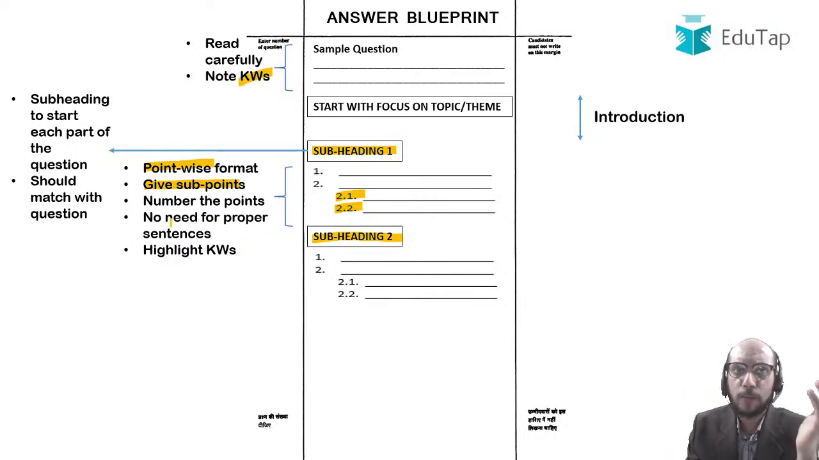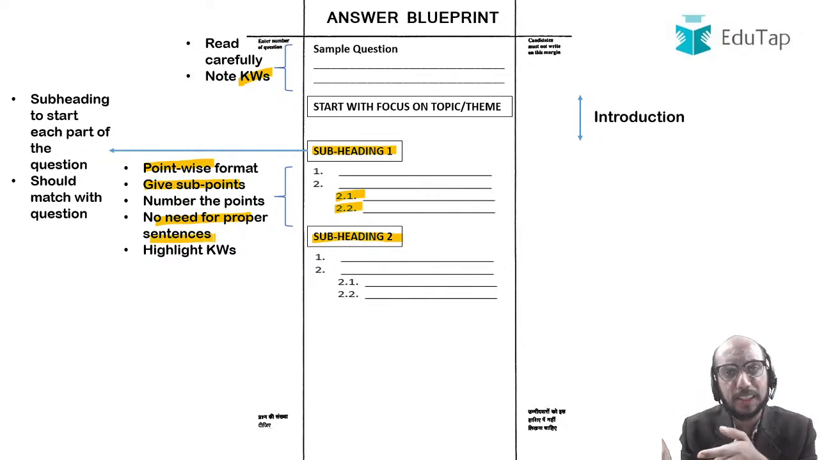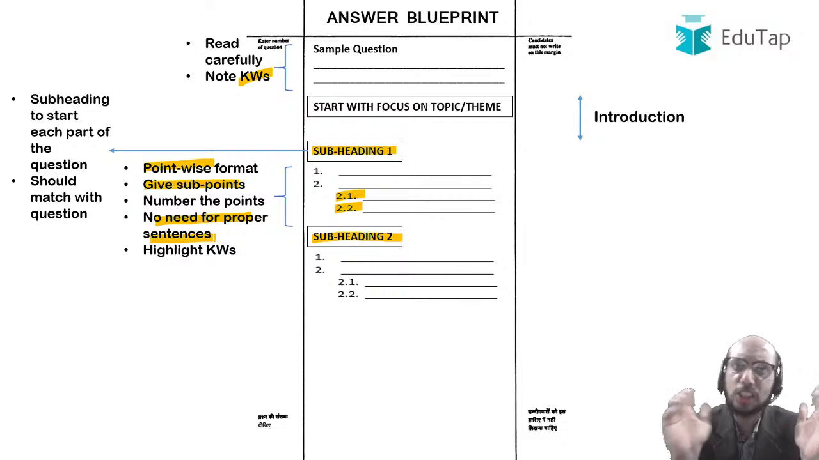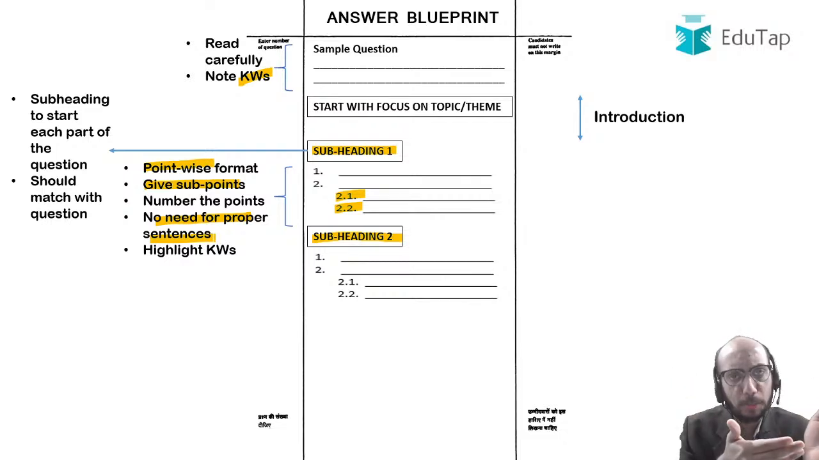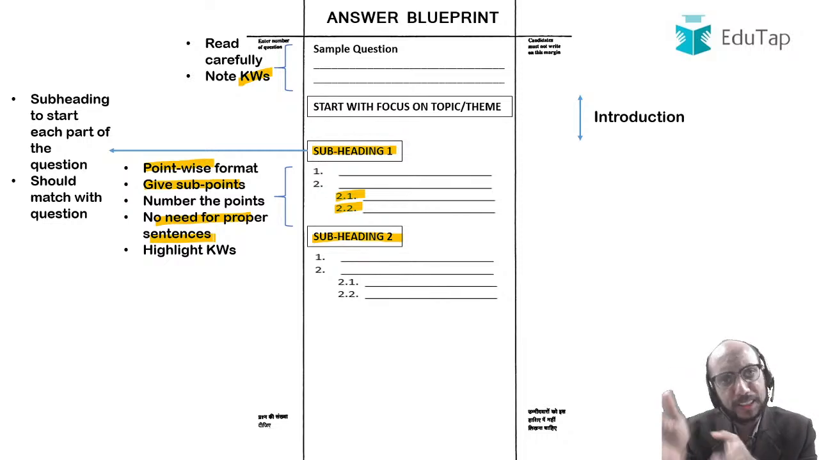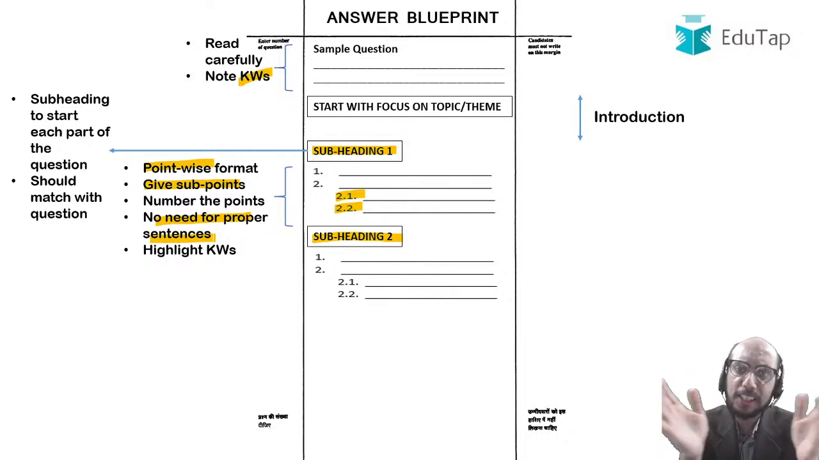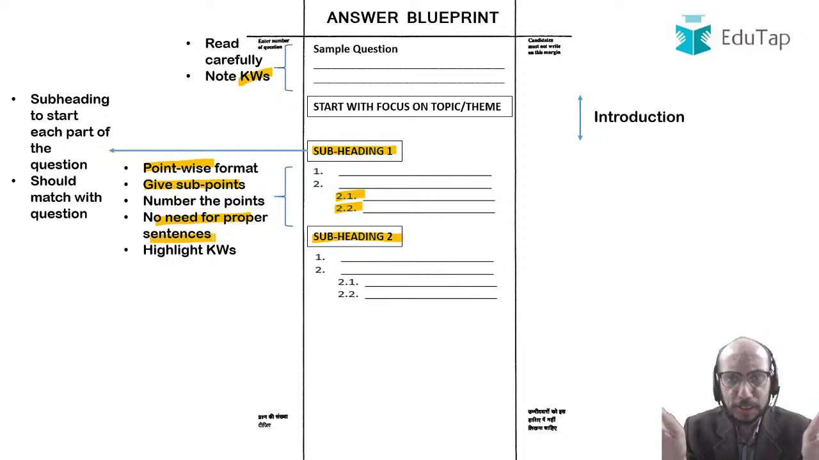Number the points. No need for proper sentences. Please do not try to give Shakespearean sentences or try to become an author over there. This is not your English paper. English paper is English paper, and ESI and FM is ESI and FM. So when you are dealing with ESI and FM, no need for proper sentences. It doesn't mean that you start writing in vernacular languages, or that you write your answer in code words. But you can do away with a lot of long sentences and keep things very short and simple, to the point.